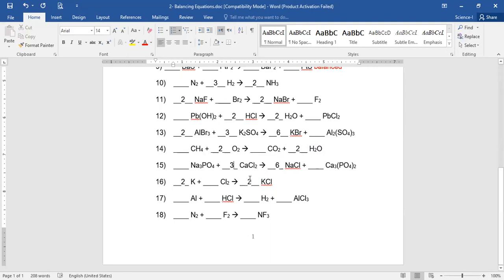3. Good. So like this, how many sodium do we have? 6. So what should we write here? 2. Let's check. Here, how many sodium? They are 6, and here 6. How many P? They are 2, and here also 2 because of the subscript outside the bracket. How many oxygen do we have? 8, and here also 8. Then how many calcium do we have here? We have 3 calcium, and here we have 3 calcium also. Then how many chlorine do we have? 6, and here we have 6.